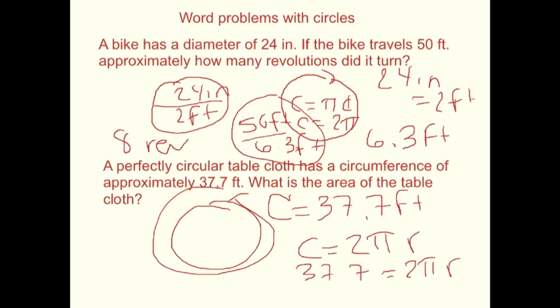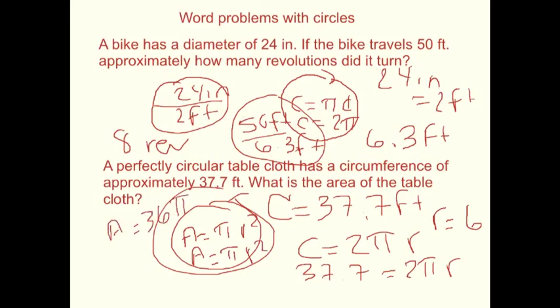So when I do this, I divide both sides by 2 pi, and I get that the radius equals approximately 6.0014. Okay, 6. So I know my radius is 6, which is good because now that I know my radius, I can figure out my area by doing area equals pi r squared. Wonderful. I know my radius is 6. I'm going to plug 6 in. So I get area equals 36 pi.